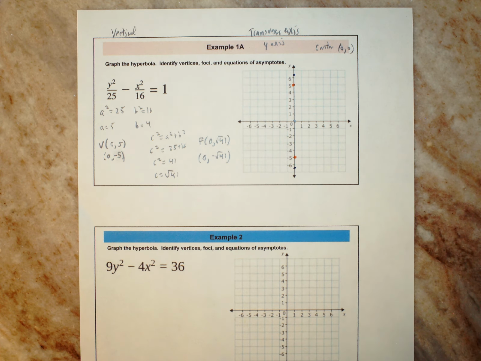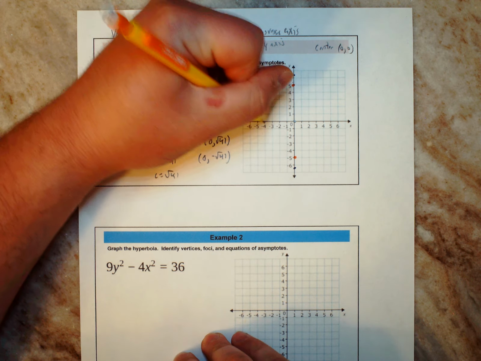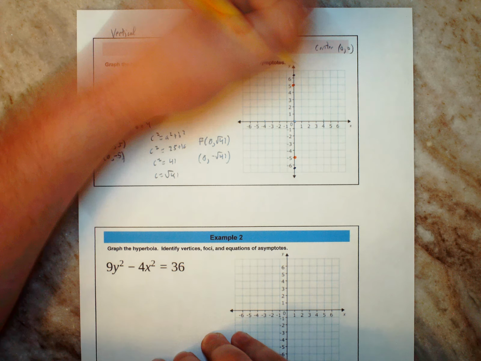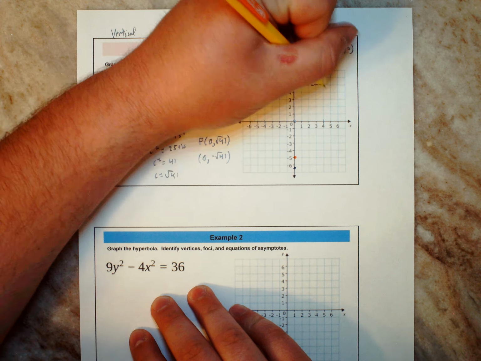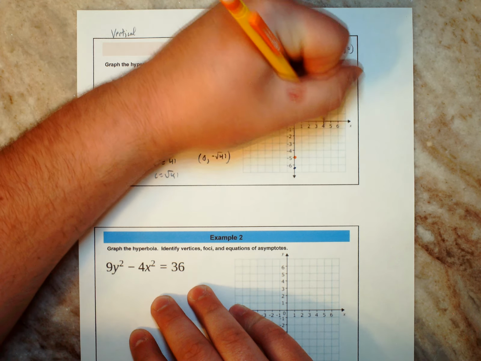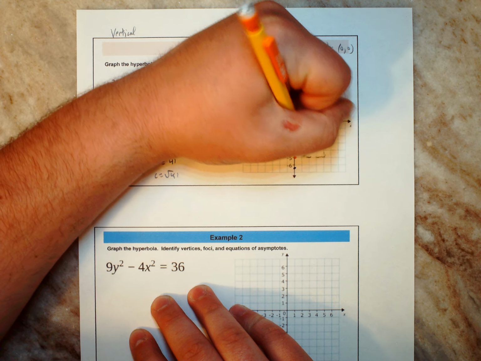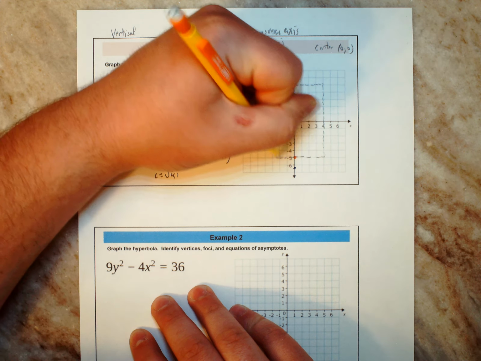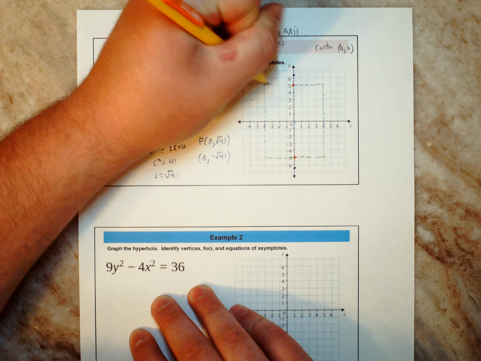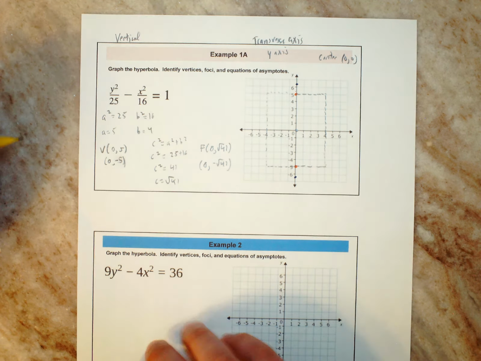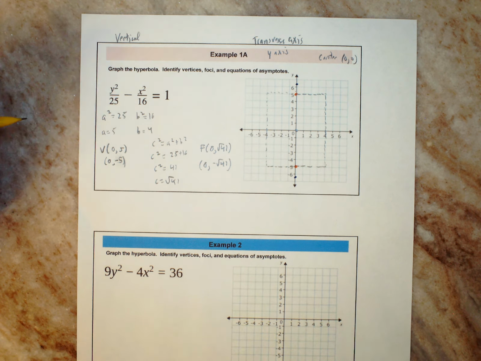Now we're going to make that box. So in order to make the box, we have to use the B value. The B value is 4. So the box is going to come out 4 units. And now you're just going to go from your A to your B, and you're going to make a little box that is 5 units high and 4 units wide. And this is going to help us with our asymptotes. So again, the 4 is from the B value. So there's the box.